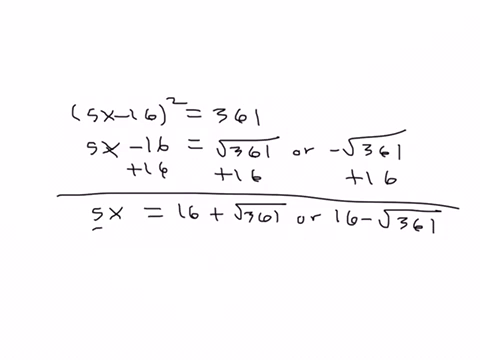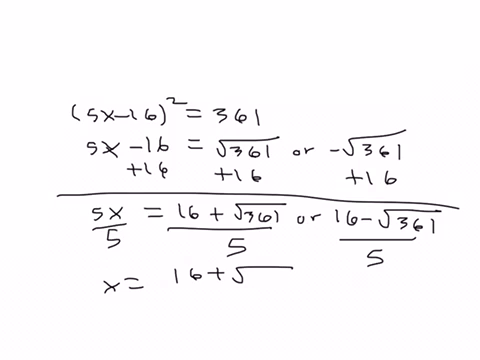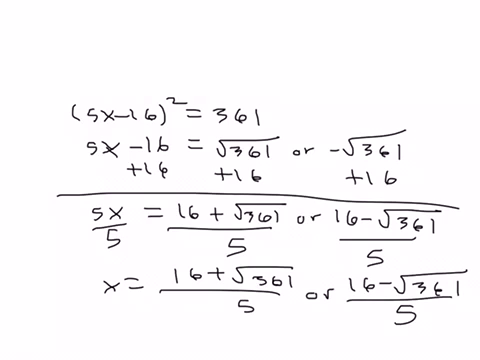And then I'm going to divide everything by 5. So in the end, I get (16 plus square root of 361) over 5, or (16 minus the square root of 361) over 5. Are they bad numbers? Yes. Were we able to do it? Yes. Awesome.